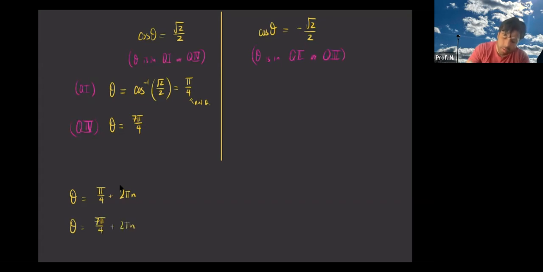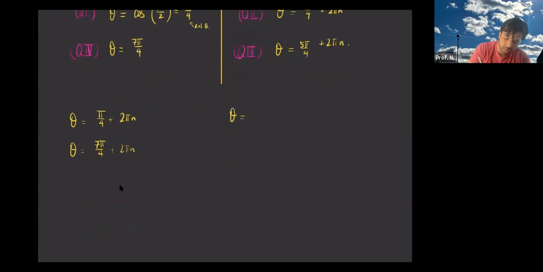Now, I'm going to be in quadrant 2, pardon me, and I want to find the angle in quadrant 3. So what angle in quadrant 2 gives me negative root 2 over 2? Well, it's an angle whose reference angle is pi over 4. If I'm in the second quadrant, my angle would be 3 pi over 4 plus 2 pi n. And if I'm in the third quadrant, my angle would be 5 pi over 4 plus 2 pi n.